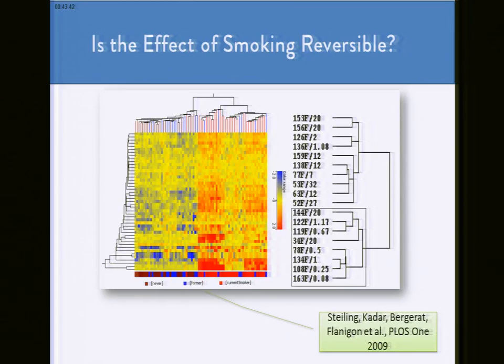Essentially, it takes about 2 years for a whole chunk of genes to go back to where they were before smoking. And a small set of genes never go back. Even after 20 years, they are where they were, assuming you've smoked for long enough.